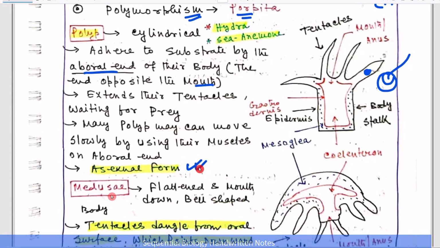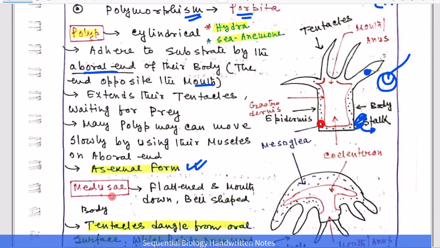Many polyps can move slowly by using their muscle on the aboral end, and they are the asexual form. Polyp can reproduce by budding, and a small cnidarian can form from their base, and ultimately this will develop into a Medusa, right?